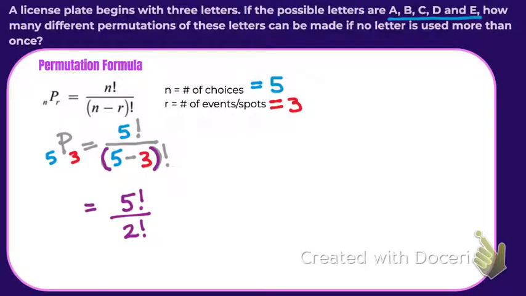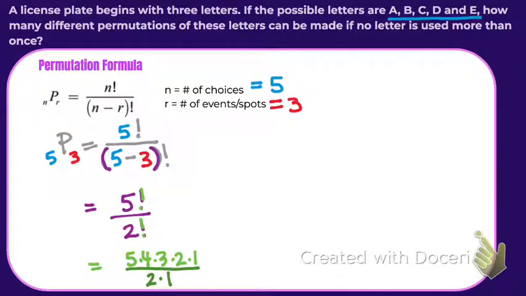Now, what does this exclamation point mean? That's the factorial symbol, and what it means is that we are going to multiply from that number down to 1. So 5 times 4 times 3 times 2 times 1. That's my numerator. And then in my denominator, I just have 2 down to 1. So I could multiply across my numerator and my denominator and then divide.